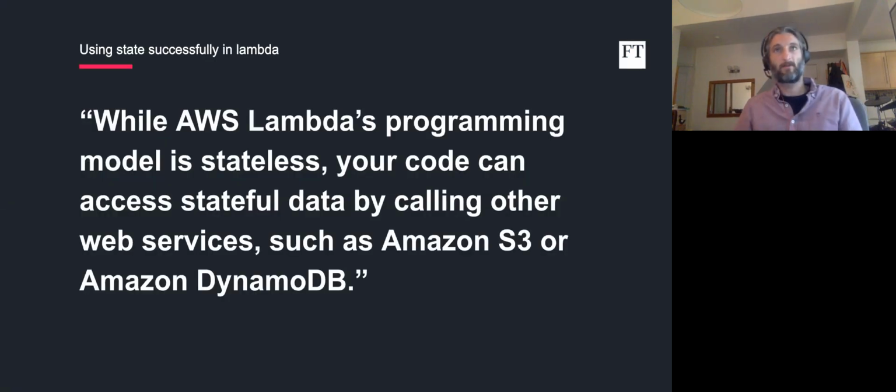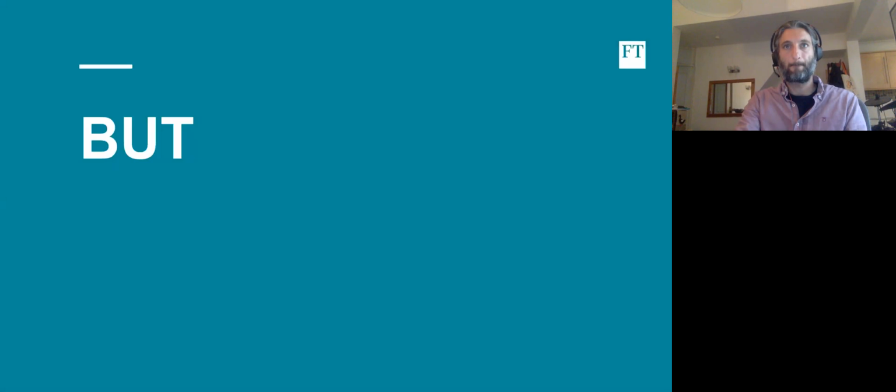So this is taken from the AWS documentation, or it might be the marketing site, I'm not too sure. "While AWS Lambda's program model is stateless, your code can access stateful data by calling other web services such as Amazon S3 or Amazon DynamoDB." So that kind of suggests that there's no such thing as state in a Lambda. Every invocation is completely independent. You don't have access to any shared stuff. But that's not really true.